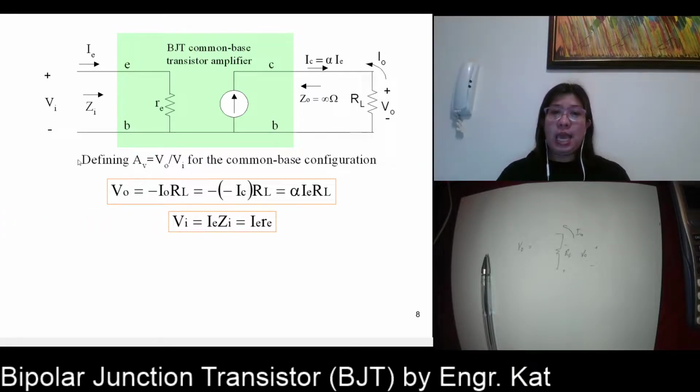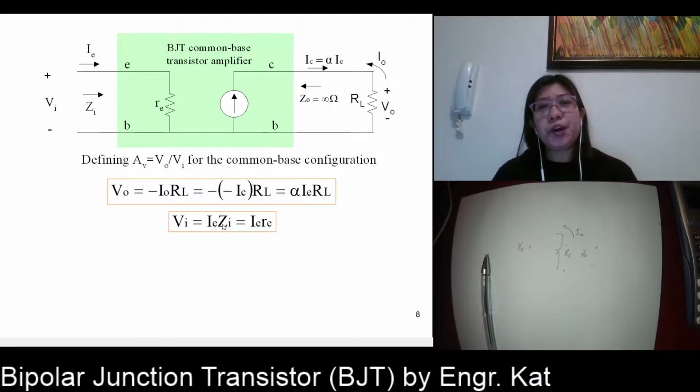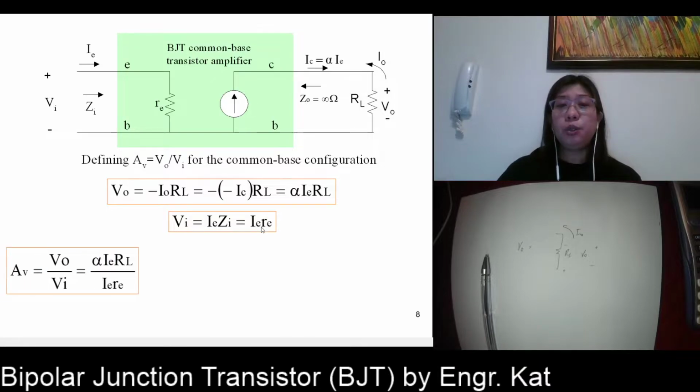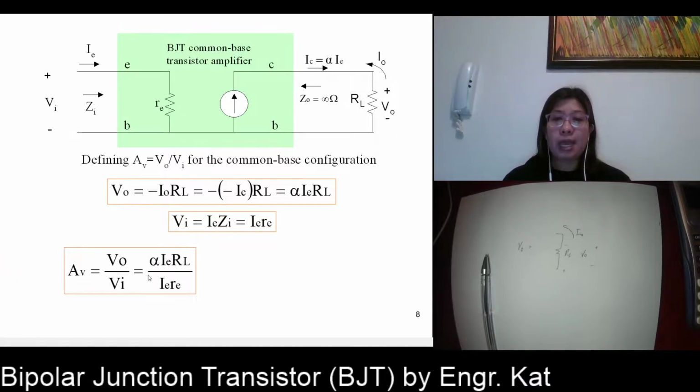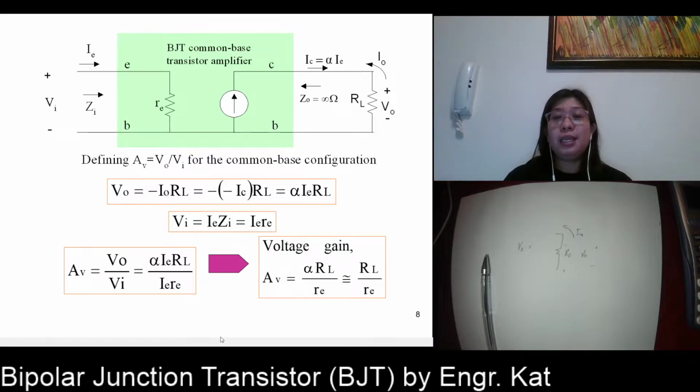Okay, so what is VI? Your VI here is equivalent to IE, no problem, because of the direction of IE, it is the same with your VI here. So that is equivalent to IE multiplied by ZI. But for common base, what is ZI? ZI is equivalent to RE. Substituting our formula for VO over VI, we have alpha IE RL divided by IE RE. So IE is canceled here. So what we have for our voltage gain is alpha multiplied by RL divided by RE.